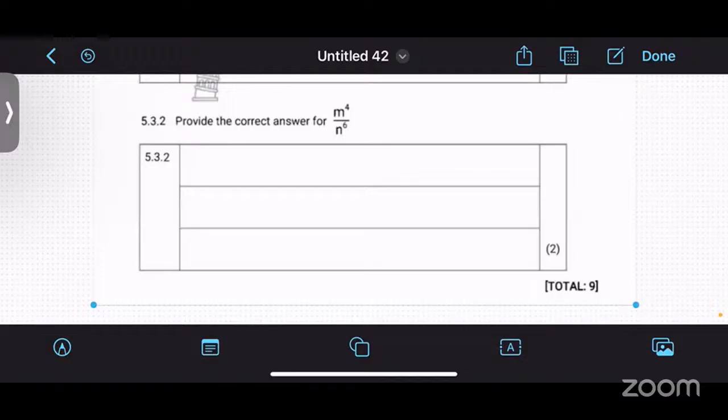Provide the correct answer, Manahil. This has to be in the simplest form. So the answer is m to the power of 4 divided by n to the power of 6, in its simplest form. That is the answer.